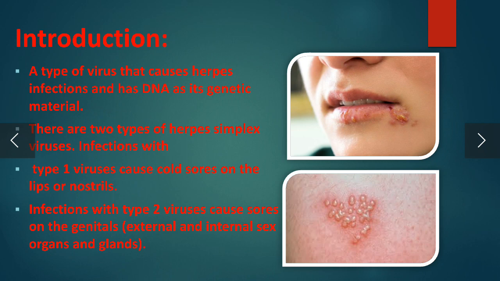Introduction: a type of virus that causes herpes infection and has DNA as its genetic material. There are two types of herpes simplex viruses. Number 1, cold sore on the lips or nostrils infection. Number 2, viruses that affect the external and internal sex organs and glands.